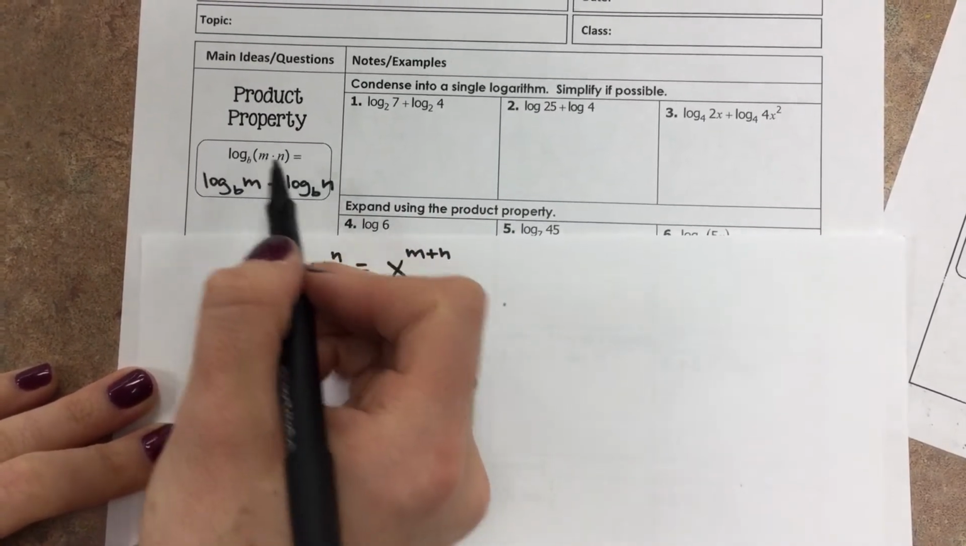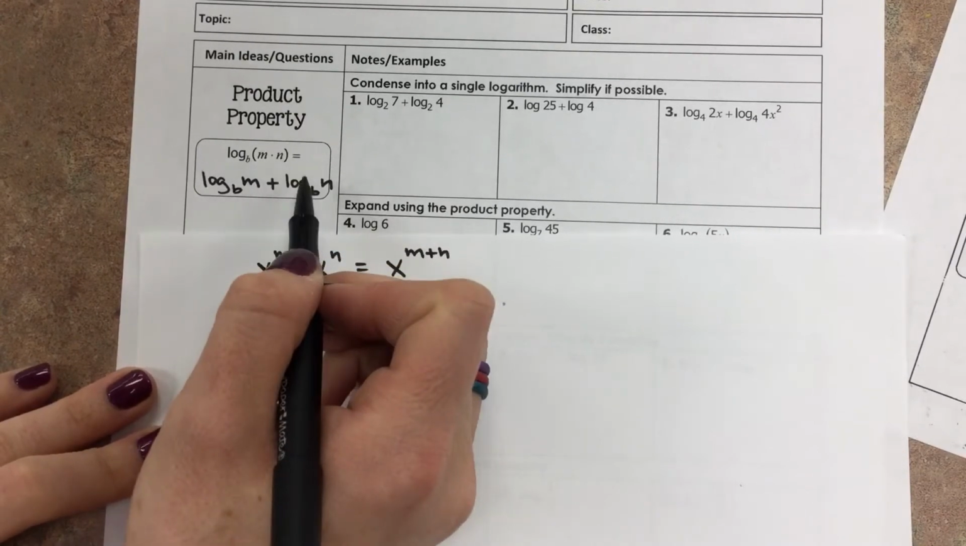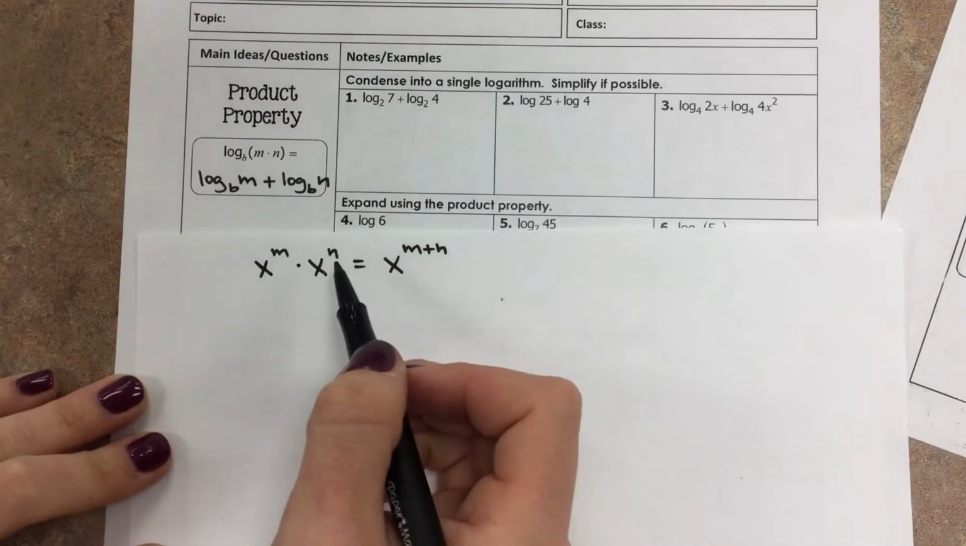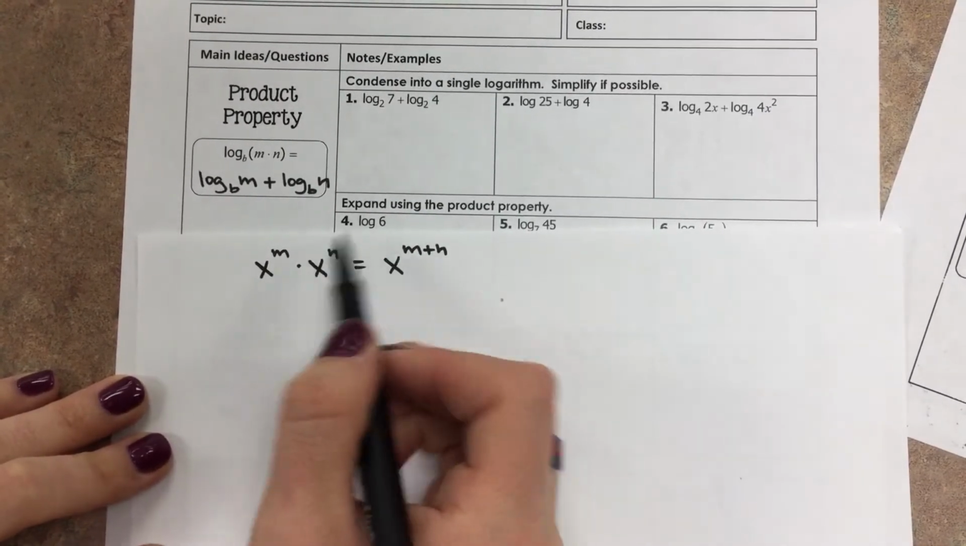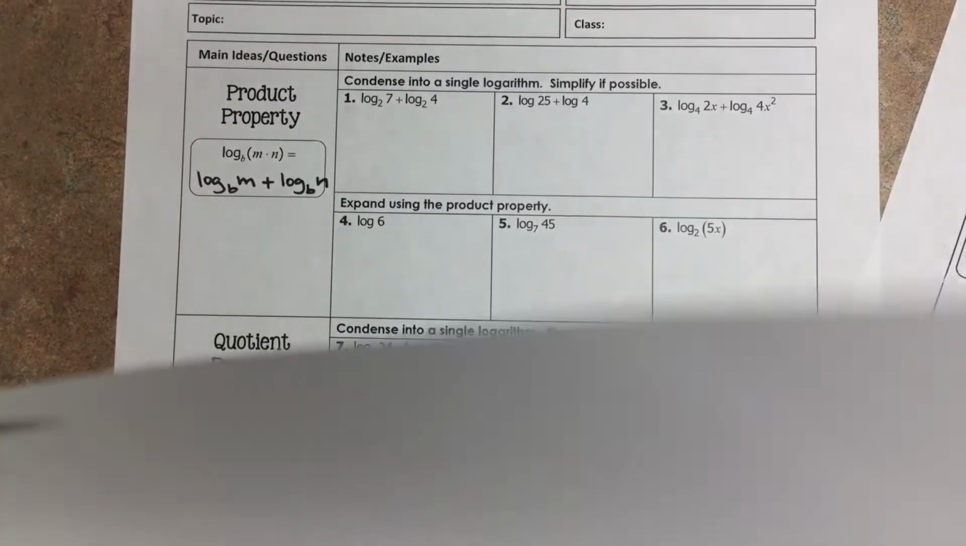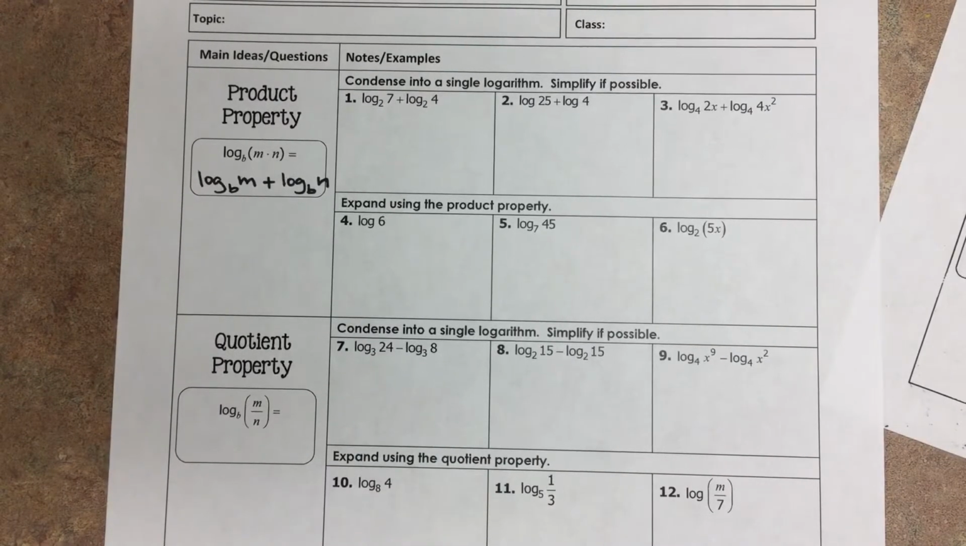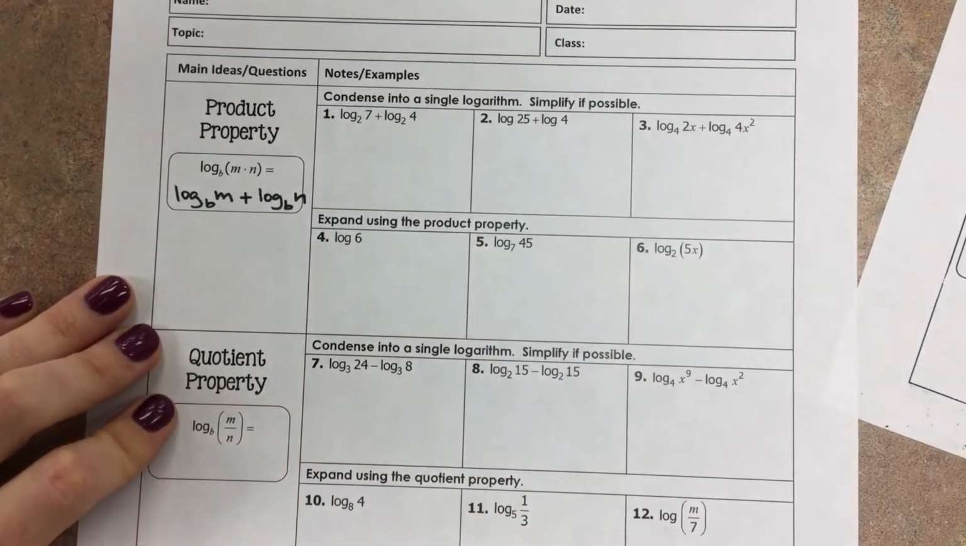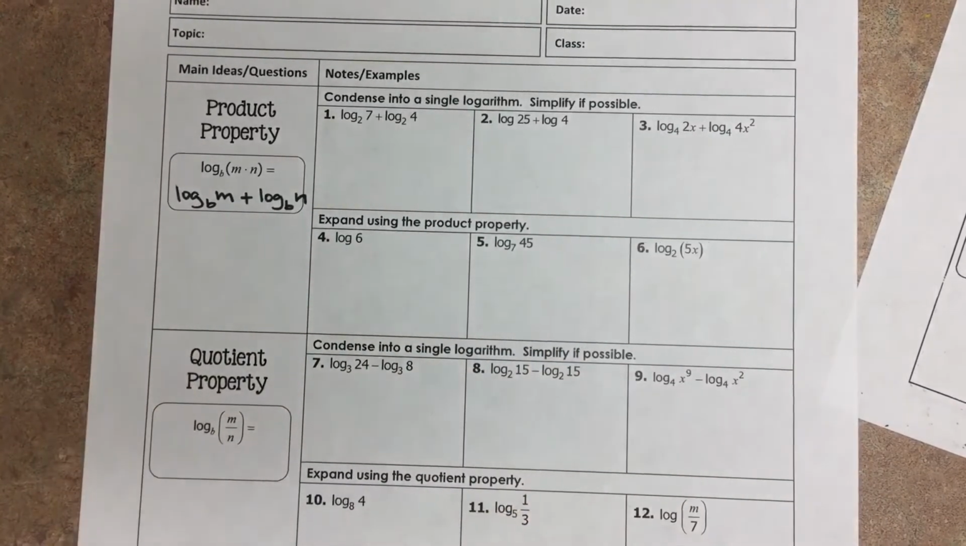This one's the total opposite. It says 1 piece with multiplication on the inside converts to 2 separate pieces with addition in between. So we're kind of swapping where the addition and multiplication go. And that's because logs and exponents are total reversals of each other, so their properties work in reverse. So this is what we need to know. We're going to do a couple of these. We're going to do 2, 3, and 5 in this section.